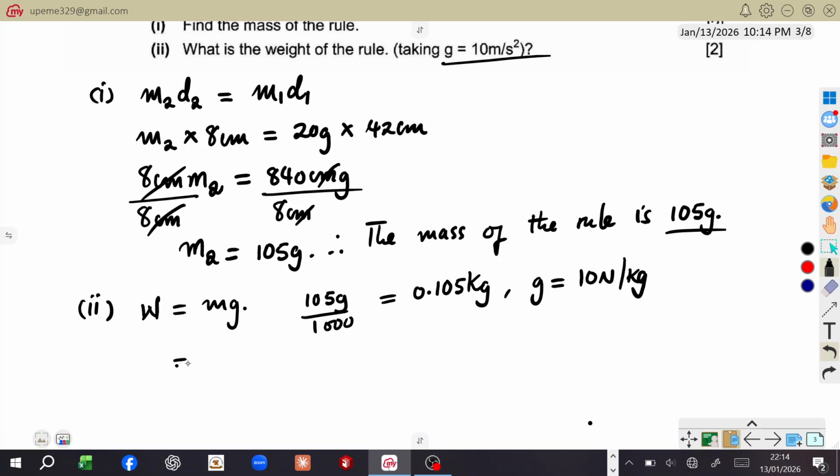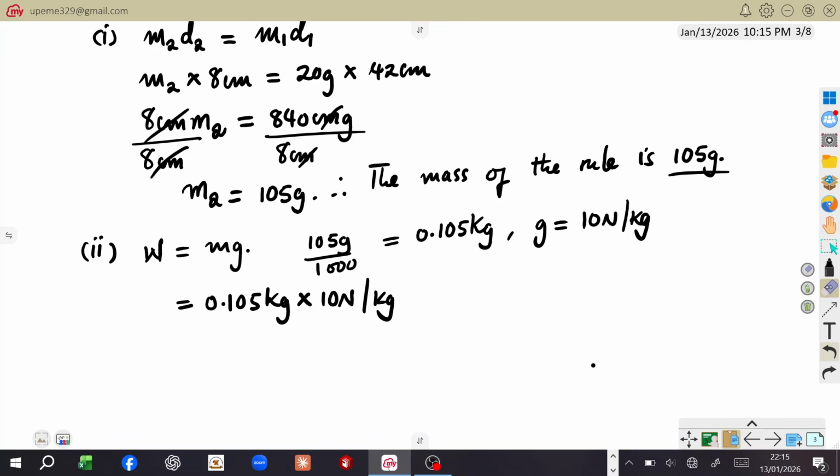So weight equals mass, 0.105 kg, times acceleration due to gravity, 10 Newton per kg. Then you multiply 0.105 times 10, and it will be 1.05. The kg cancel and you remain with Newton. So that will be the weight.